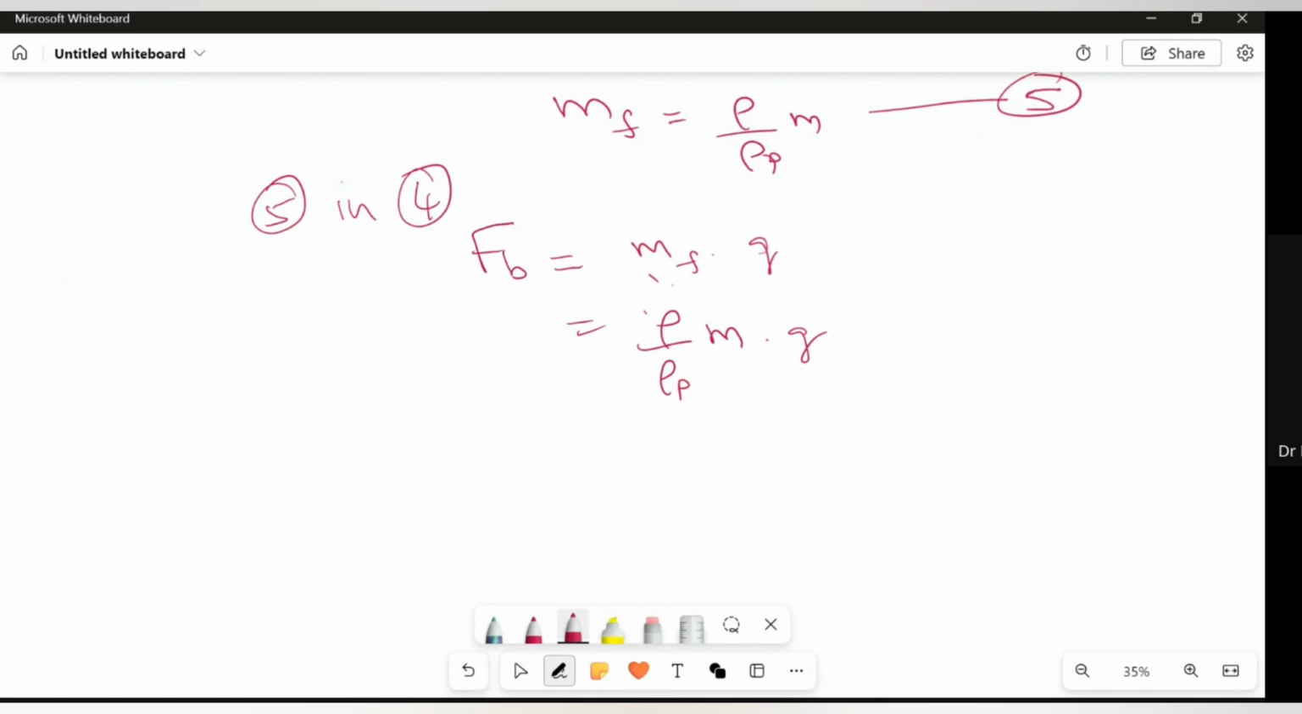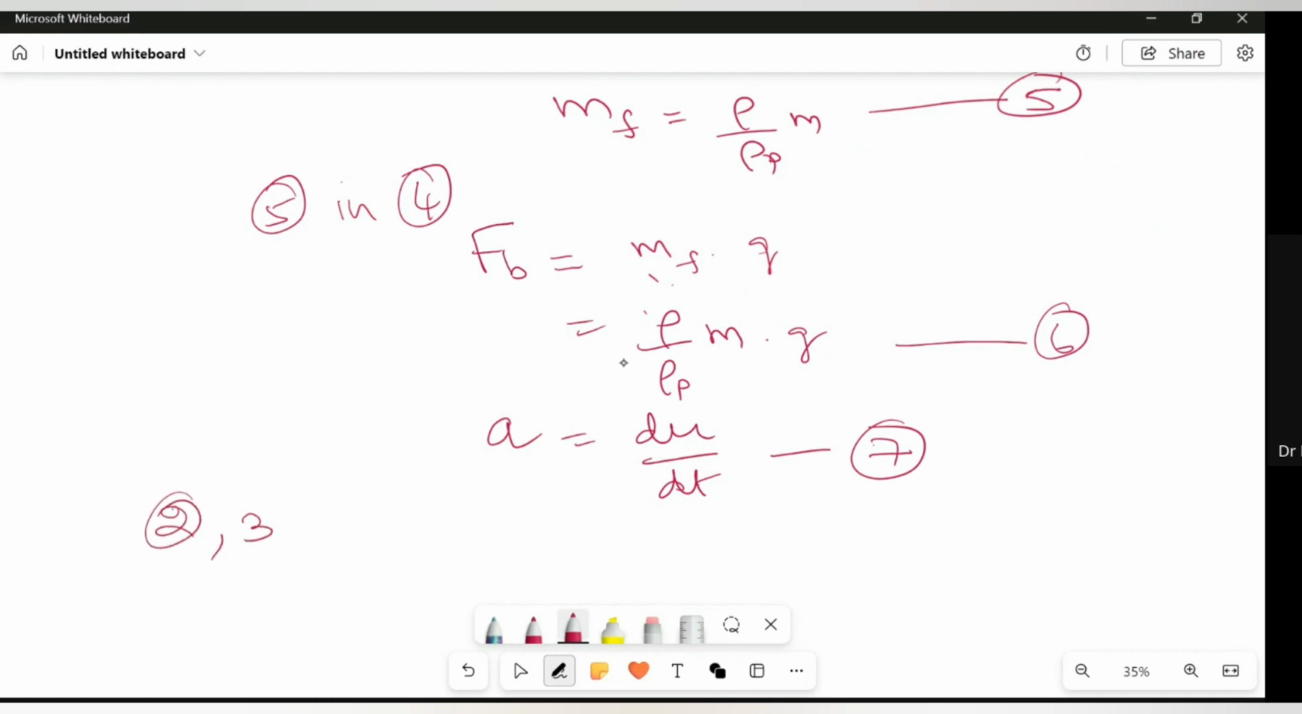Let it be equation number 6. Similarly, what is acceleration in the direction? Acceleration is equal to du by dt. So let it be equation number 7. So we will substitute 2, 3, 6 and 7 in the net force balance equation number 1.